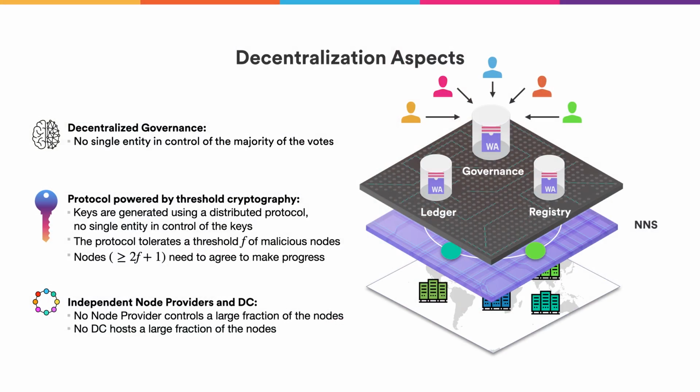So the last aspect of decentralization is governance, and we want the governance system to be open and decentralized, meaning that no single entity should be in control of the majority of the vote and in control of the decisions made on the Internet Computer. So after Genesis, the Network Nervous System is in charge of the governance of the Internet Computer and can ensure that this remains decentralized. Therefore, it's crucial that its initial configuration at Genesis, the Internet Computer, is already decentralized.